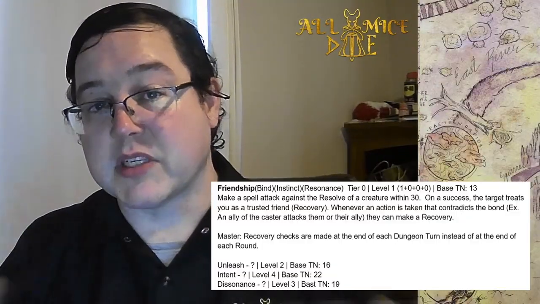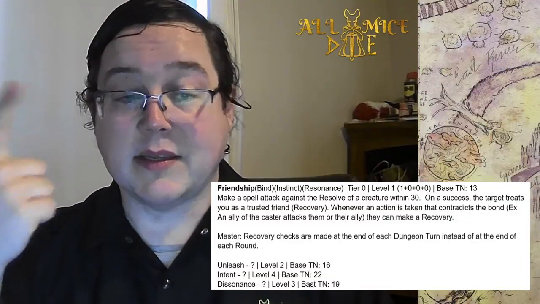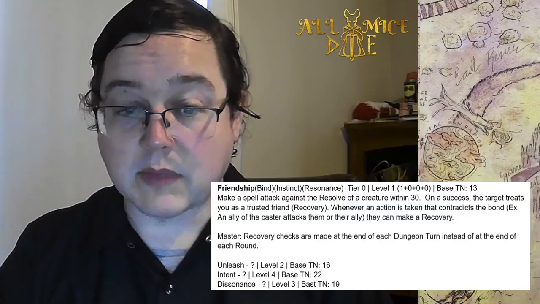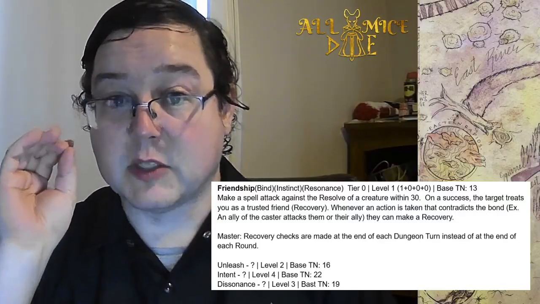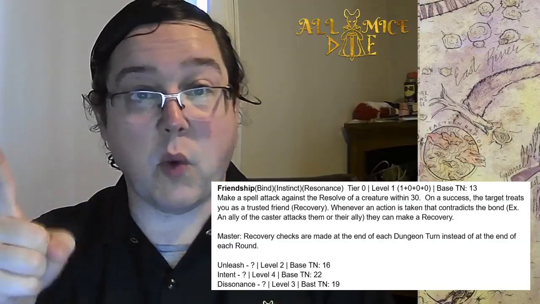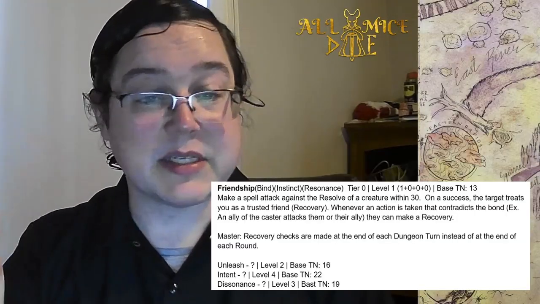Okay. Have you done the activity? If you don't want to do the activity, you can keep going. But if you haven't done the activity and you want to do it, I'm about to spoil it, and here we go. Friendship. Friendship is the precision spell that is Bind, Instinct, Resonance. And as we know, that's a base tier 0, no extra power, no crazy stuff spell. And the level is 1. 1 plus 0 plus 0 plus 0.